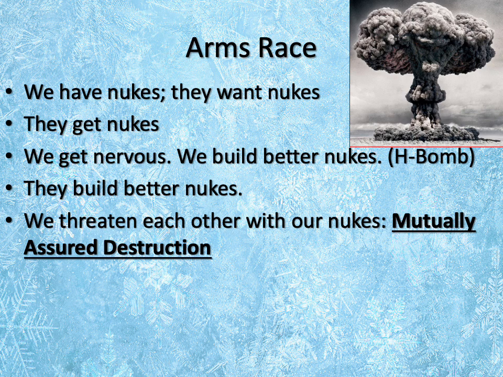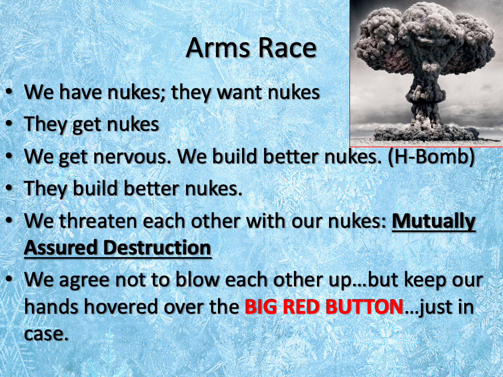We could mutually assure that both of us will destroy each other, right? Together, it is certain we will destroy each other. So we kind of agree not to blow each other up. But we are going to keep our hand hovered over the big red button just in case, right? Because if they launch nuclear weapons at us, we will know before they get here. We can launch it back, right? So it's this idea that we're not going to kill each other because we know it would wipe us both off the map. And this is one of the reasons this never descends into actual conflict.